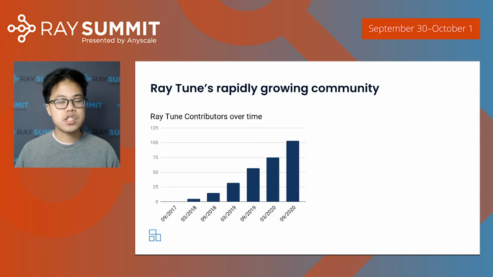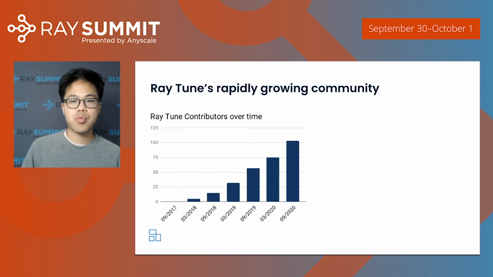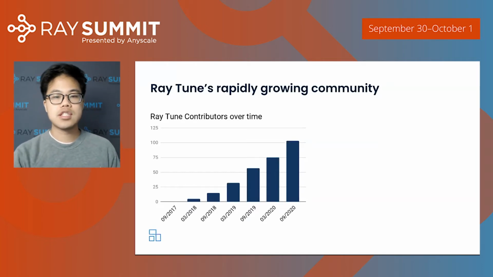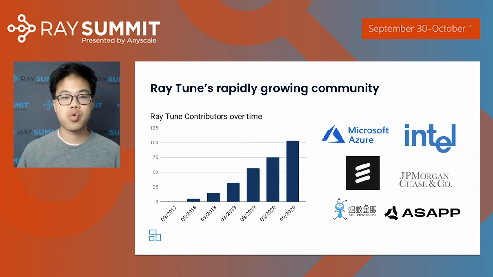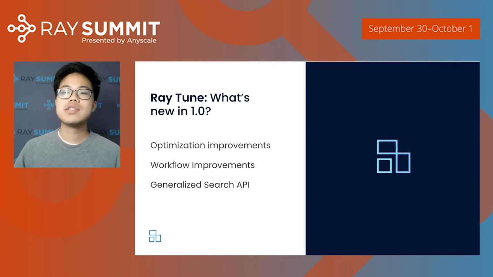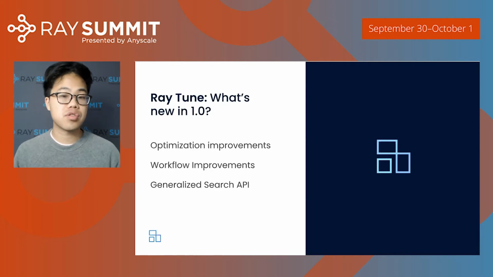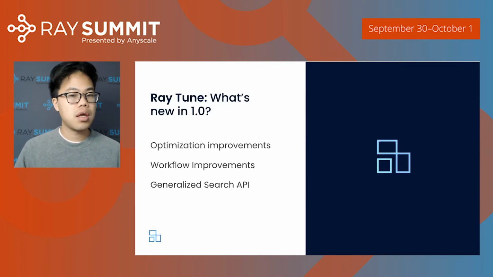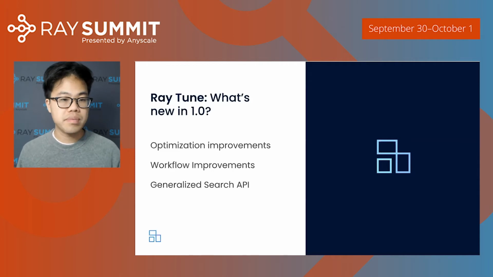So we've sort of tried to grow this community, and now Tune is really the joint work of over 100 contributors. It's also been deployed in production at numerous organizations. Over the last couple of releases towards Ray 1.0, we've been really working hard to improve the experience of tuning machine learning models using RayTune. Today, I'm excited to talk about 3 different directions we've been pushing for in this release, including improvements to optimization algorithms, improvements to the developer workflow, and finally, a generalized search space API.